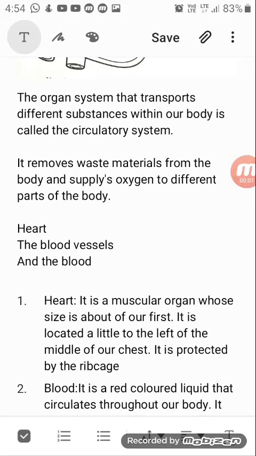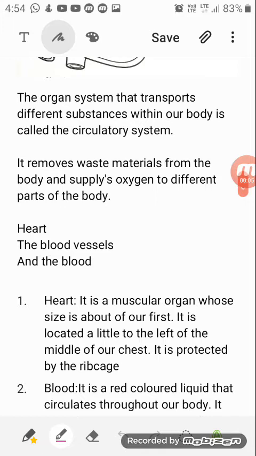We will learn about the circulatory system. So, the circulatory system. At first we need to know what is the circulatory system. The organ system that transfers different substances within our body is called the circulatory system. It removes waste materials from the body and supplies oxygen to different parts of the body. There are three parts of the circulatory system: the heart, the blood vessels, and the blood.